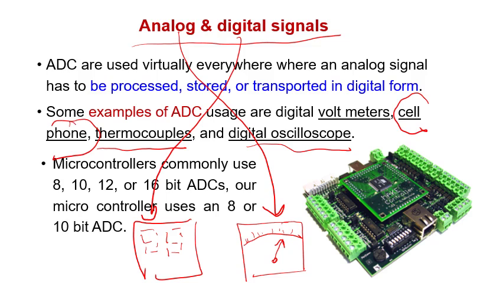If you want to save it inside your computer or inside your handphone, it has to be in digital form. That's why we convert it from analog to digital. For that, we need an analog to digital converter.